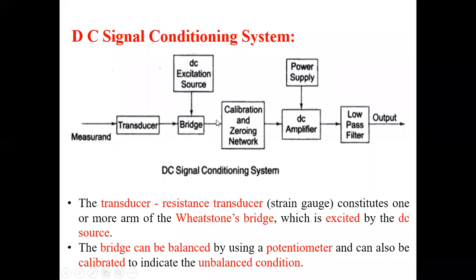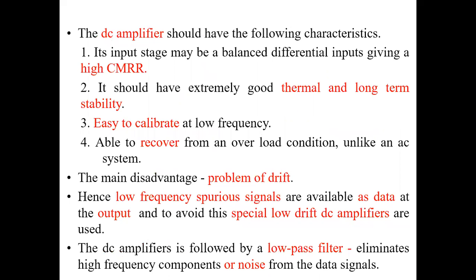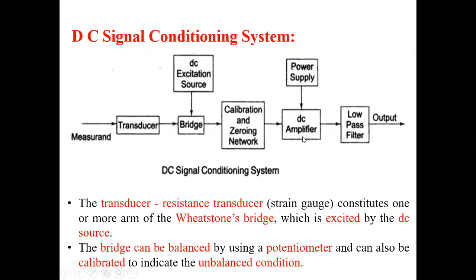In this unbalanced condition the bridge will produce some output voltage, which is then calibrated or given to the DC amplifier. What will this DC amplifier do? The calibration network implies that the output of the bridge circuit is given to the DC amplifier with a zero offset, exactly. That is nothing but the zeroing network.